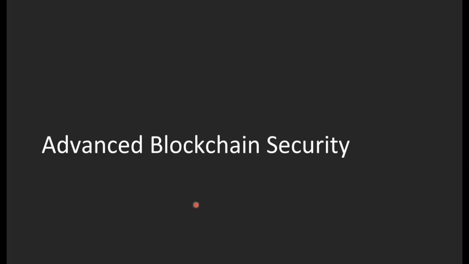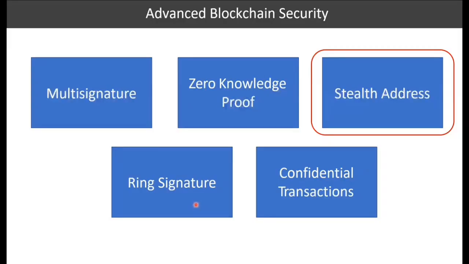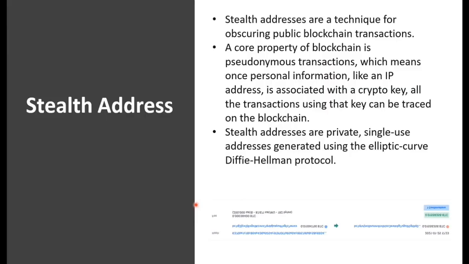In this video on advanced blockchain security, we are going to discuss stealth address. Stealth address is a technique for obscuring an identification, usually done on a public blockchain. The core property of blockchain is that it is anonymous. So we have these pseudonymous transactions, meaning we don't know who they are. No personal information is known. It's associated with a crypto key because what we see there is a wallet address, which is the transactor's public address.